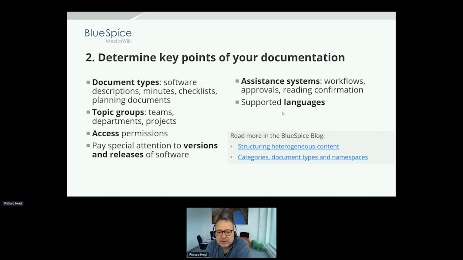The fifth dimension is, okay, we have assistant systems. What does that mean? Sometimes I have to approve pages. Say, okay, we work on a draft version and then we have to approve it. I need a system that works exactly that way, or I need reading confirmation, or I need some sort of workflow. That is what we define here internally as assistant systems that helps you to assure the quality of your pages.